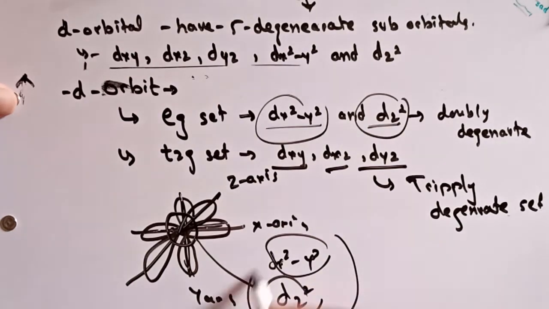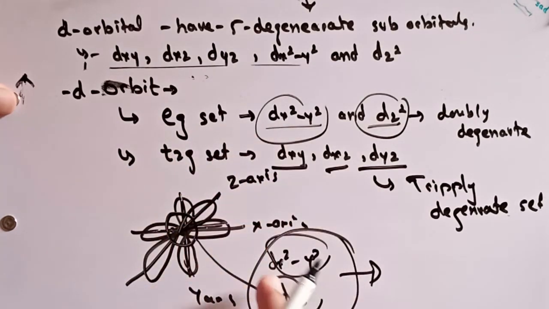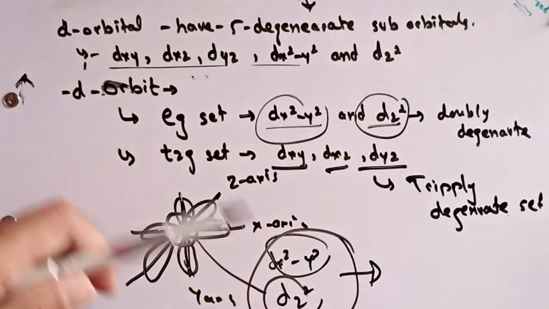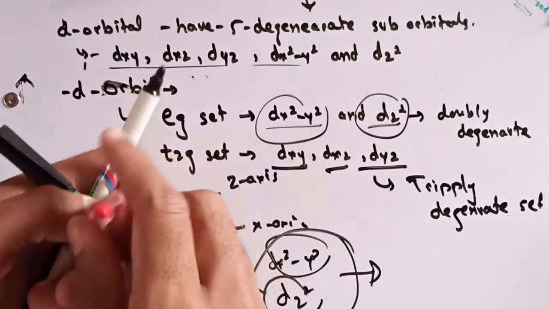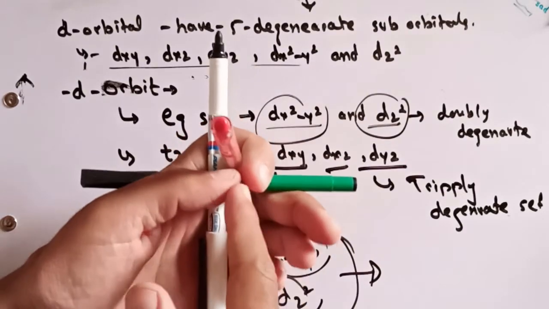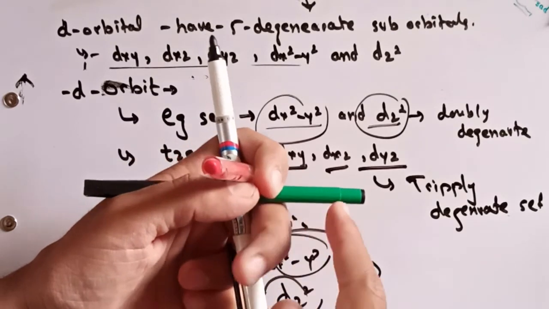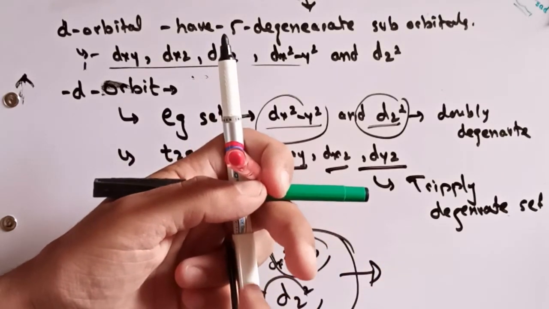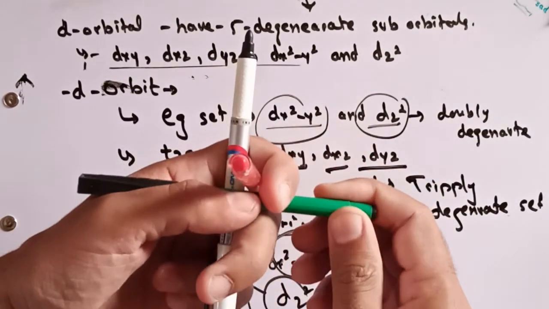That is why we categorize these two orbitals in a separate set, because these orbitals lie exactly on the axes. Let's suppose the green marker is the x-axis, the white marker is the y-axis, and the red marker is the z-axis. So this is the three-dimensional structure in space.